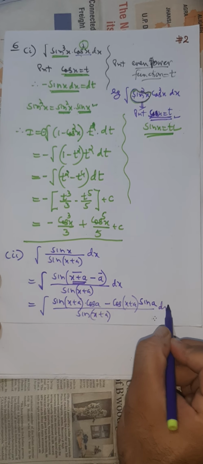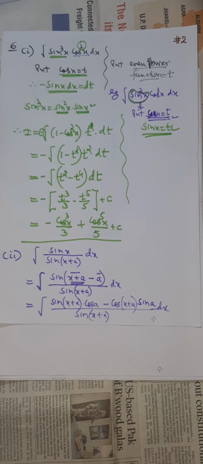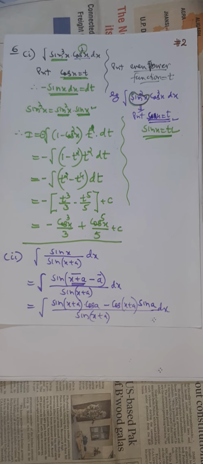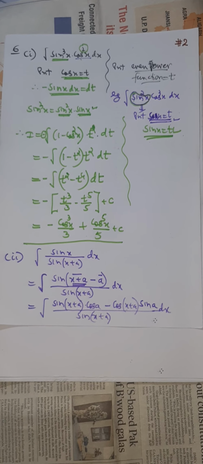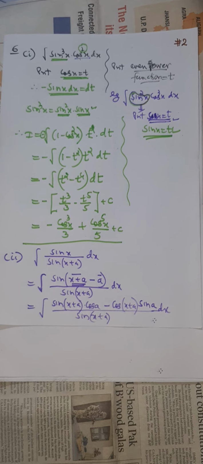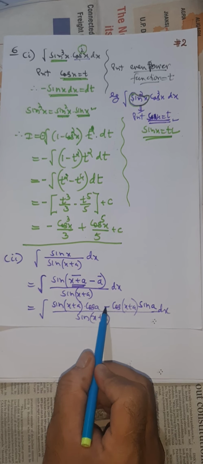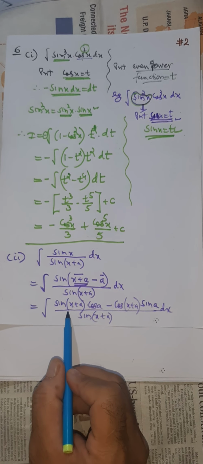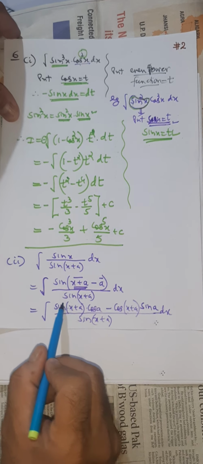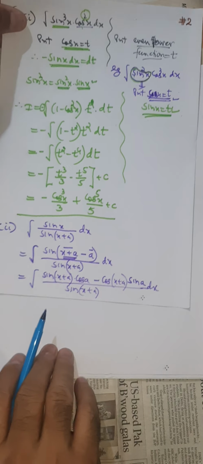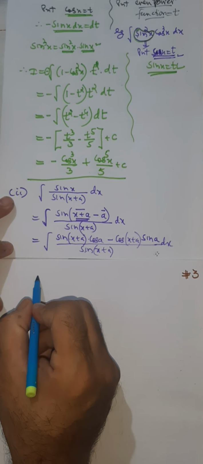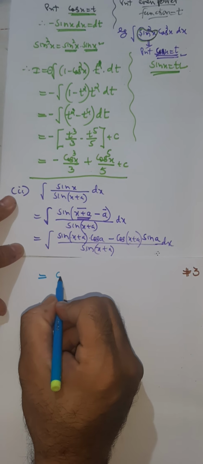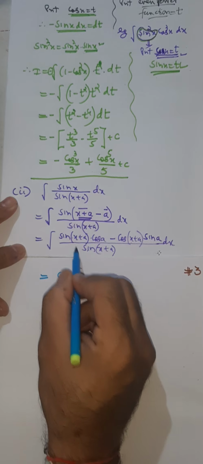Now what's the next step? I repeat what I did in the numerator, just expanding using sin x plus y formula. So what I'll get? Sin x cos y minus cos x sin y. Now do individual division. This upon this. So this will get cancelled. You are just left with cosine a here. This upon this. So cosine a being constant, I'll just keep it outside.